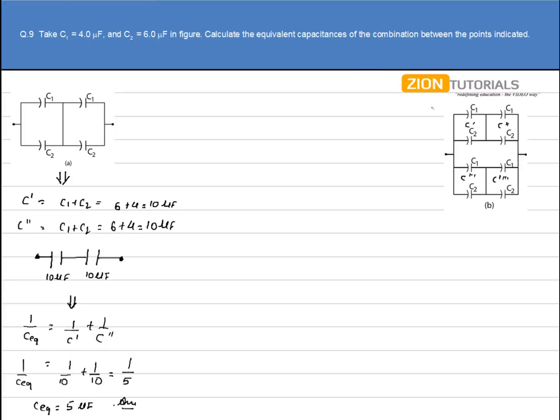Fine. Now since C1 C2 are the same, we have the magnitude of C dash equal to C double dash equal to C triple dash and C 4 dash. So the value of this equivalent will be equal to C1 plus C2, because they are in parallel, which comes out to be 10 microfarad. Now our system looks like this.